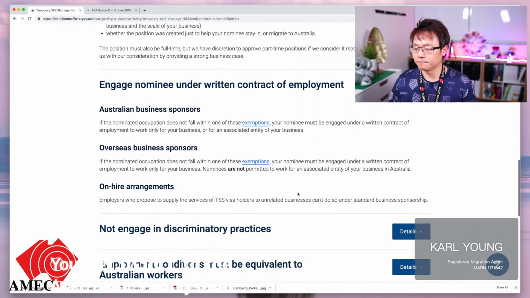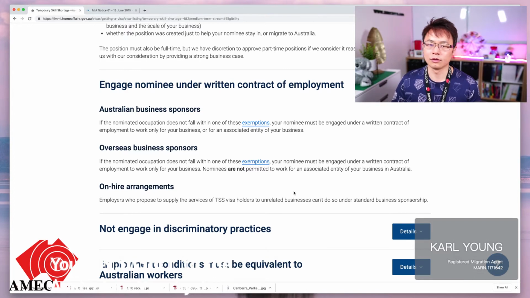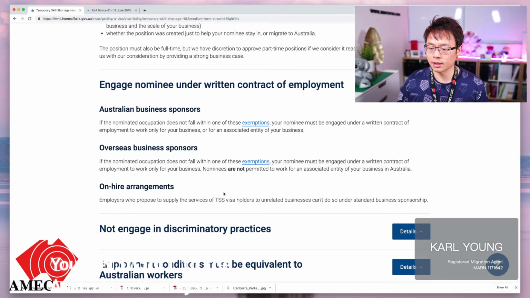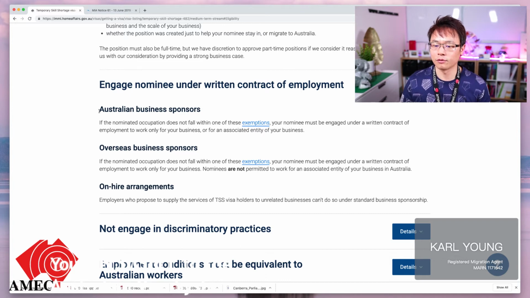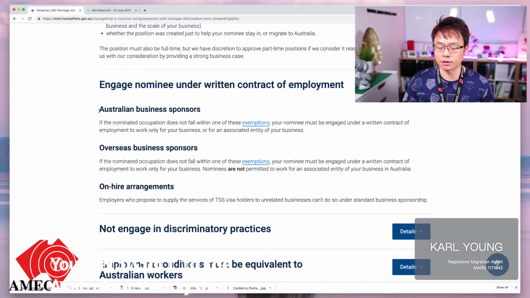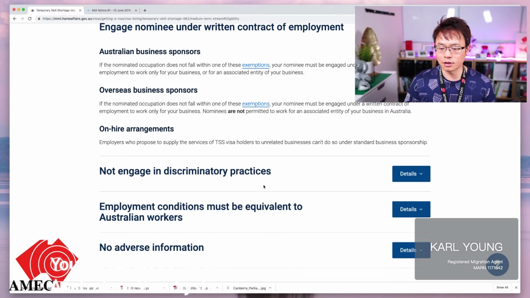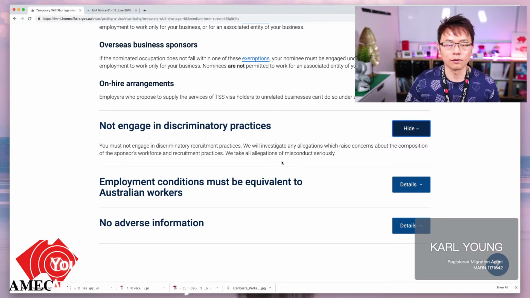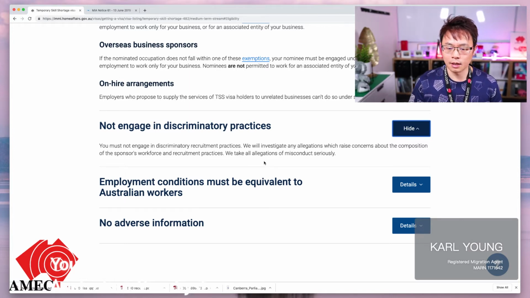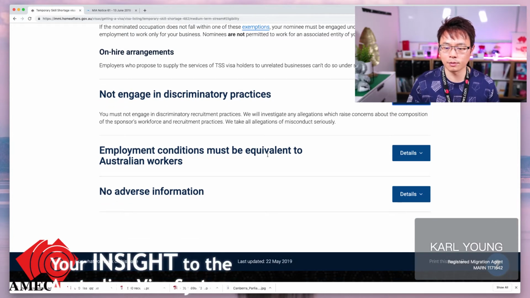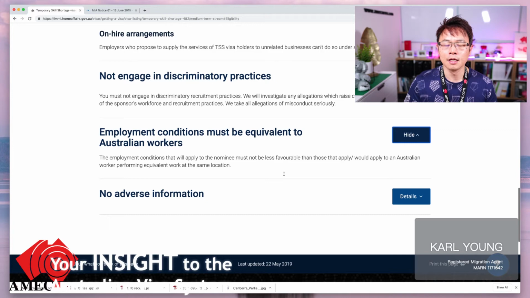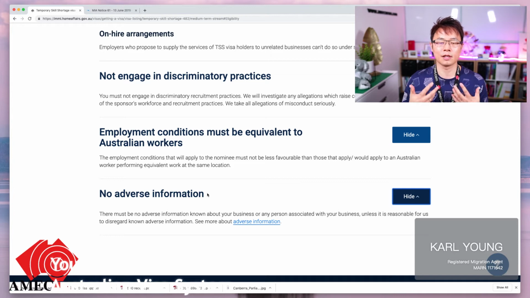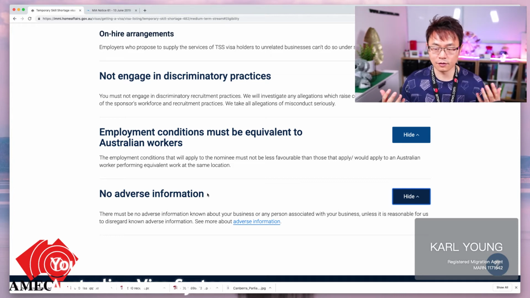That's pretty straightforward, because you obviously can't engage someone to work without any written contract here. Well, you can, but the requirement is that you have to have a formal written contract, so there's a contract in place. Okay, not engage in discriminatory practice. So obviously you cannot treat workers unfairly. This is just for the Fair Work legislative requirement here. Employment conditions must be equivalent to Australian workers, so you cannot do a low pay and things like that, and no adverse information. Obviously the company has been conducted lawfully and there is no adverse information there.